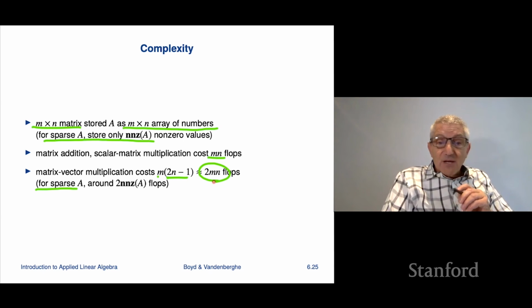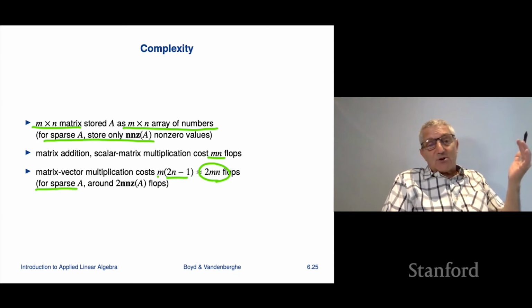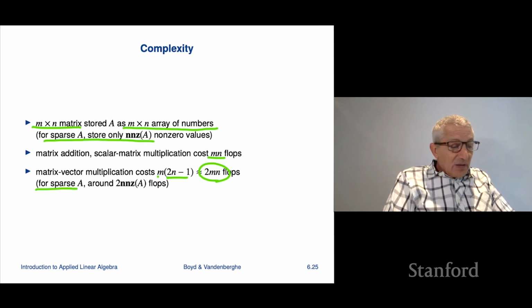Now, by the way, if A is sparse, you only have to multiply the terms that involve non-zeros. I mean, of course. But this is it. It's 2mn flops.